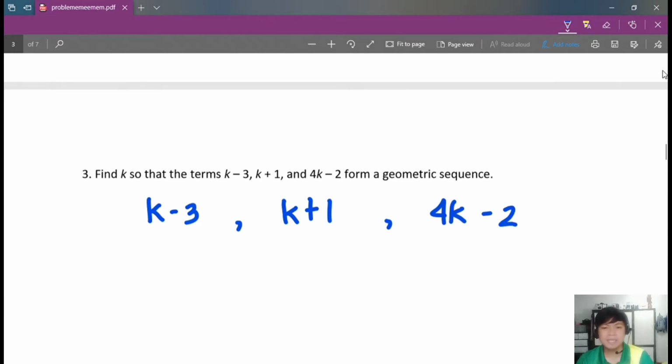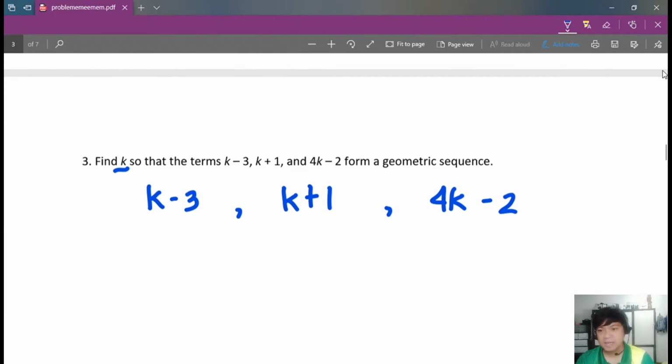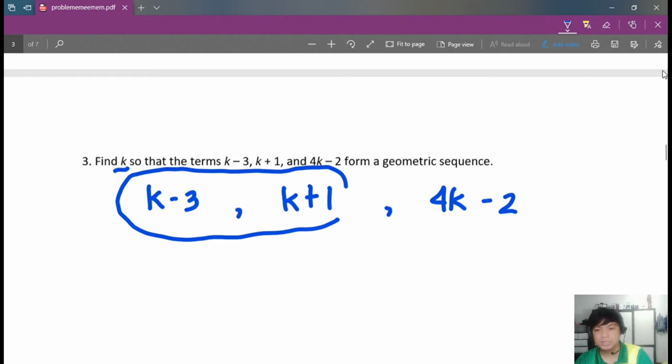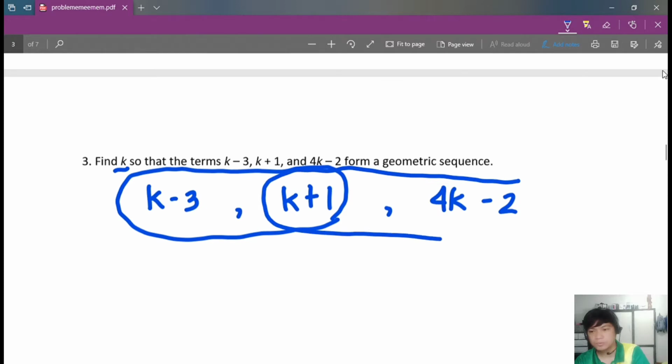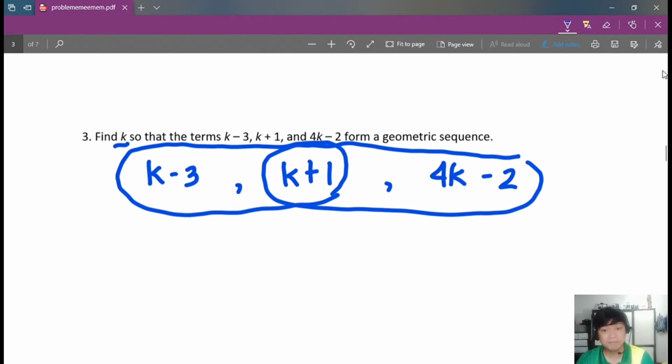So, hanapin daw natin ang value ng K. So, ano yung value ng K? So, we have an idea that a geometric sequence has a common ratio. Ibig sabihin, yung ratio ng two consecutive terms, ng bawat two consecutive terms ay pare-pareho. So, ibig sabihin, itong dalawa, ang ratio nito ay equal sa ratio ng last two terms. So meron tayong equation.